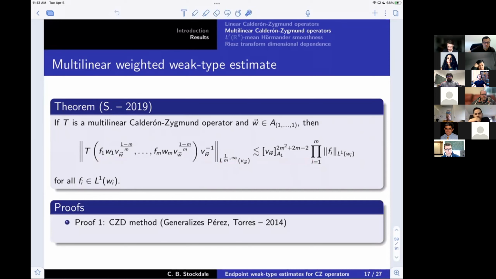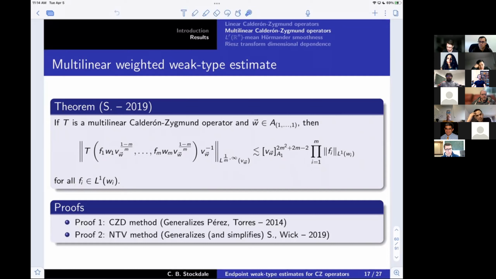So in this paper, I gave two proofs. One uses the Calderón-Zygmund decomposition, and it's based off of the proof of Pérez and Torres from 2014. The other one uses the Nazarov-Treil-Volberg method, which generalizes the result that I previously had with Wick and actually simplifies it as well. We kind of avoid the point mass technique in this paper.